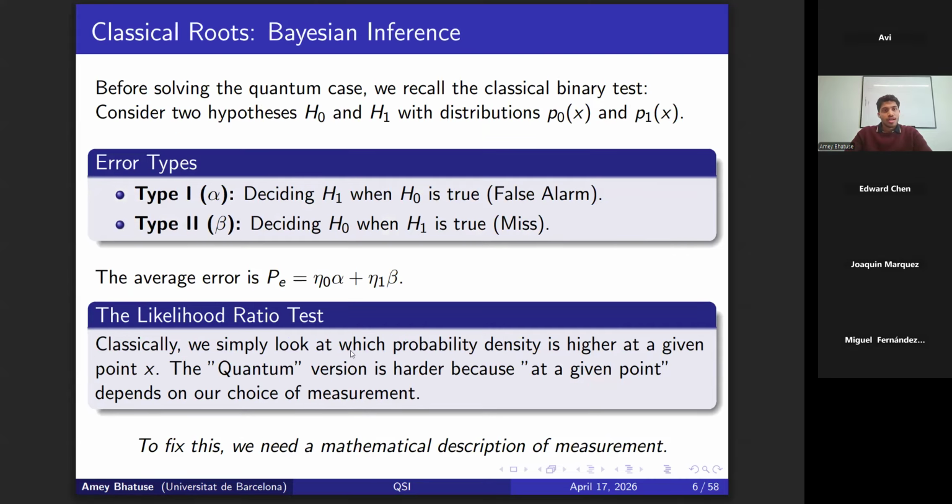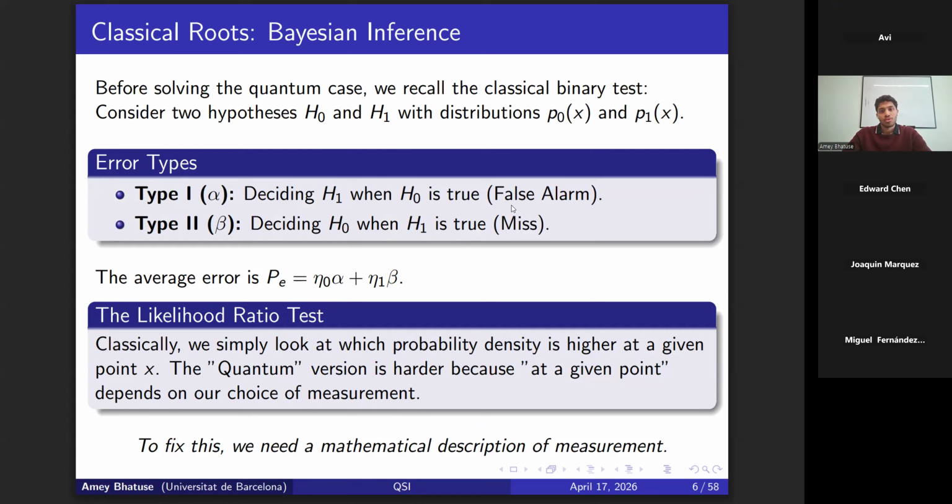Let's check the classical part first. So we have a classical binary test where we have two hypotheses, H0 and H1, with the prior probabilities P0 and P1. And so it's very easy to see that there can be two types of errors. Based on your measurement and the outcome that you see, you said, okay, it was the hypothesis H1, but maybe it was actually H0.